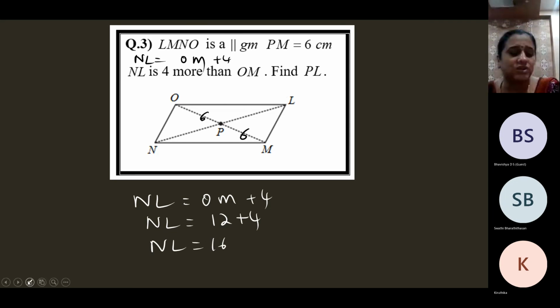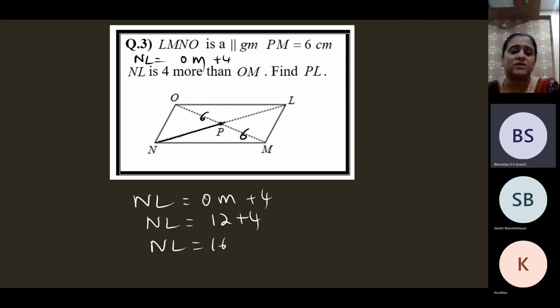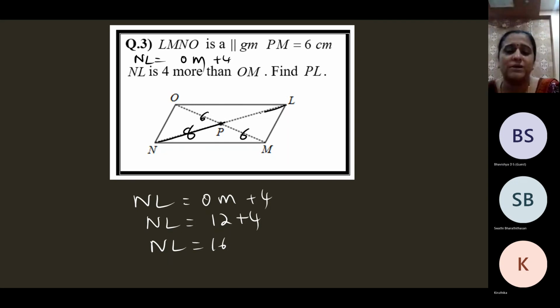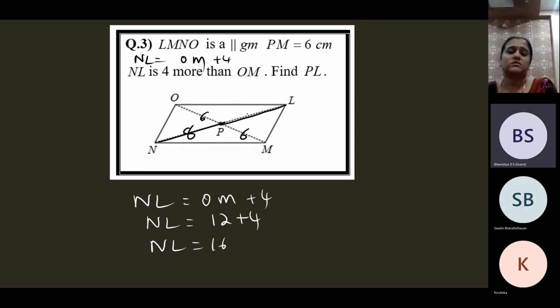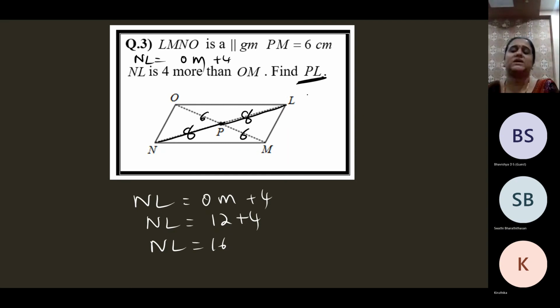If NL is 16 children, how much is NP? 8, ma'am. 8. And how much is LP or PL? 8, ma'am. 8. We have to find PL.